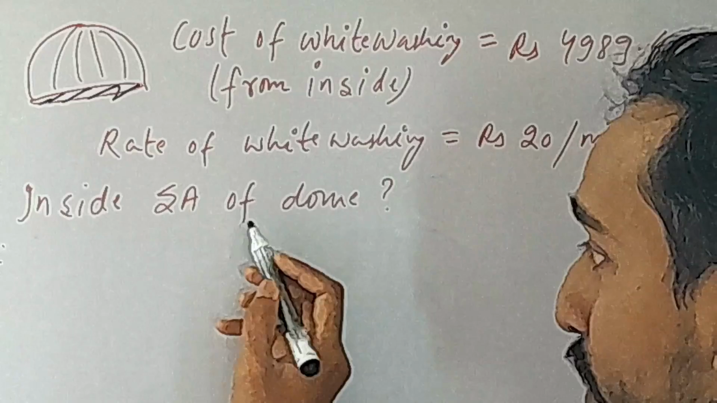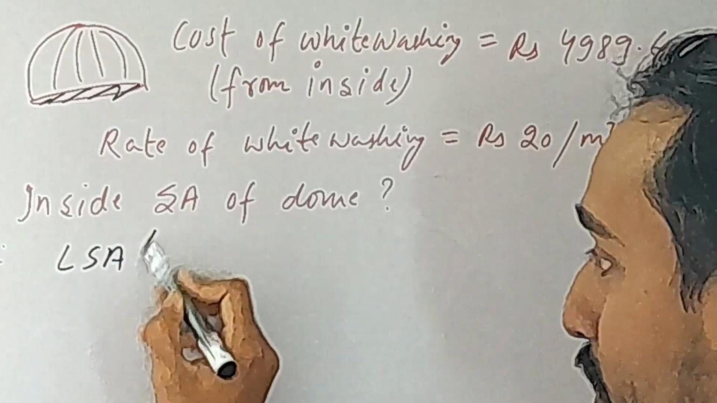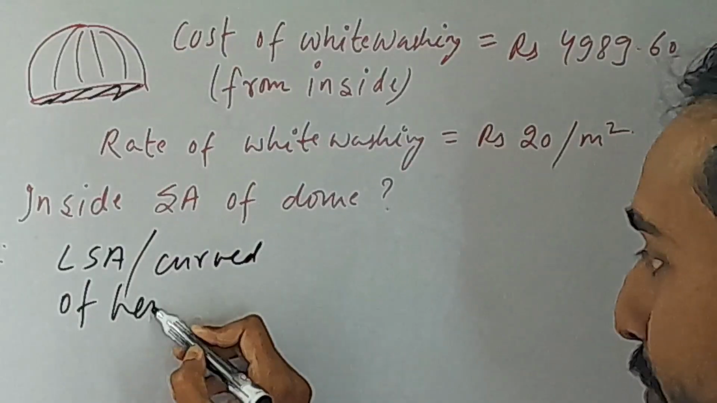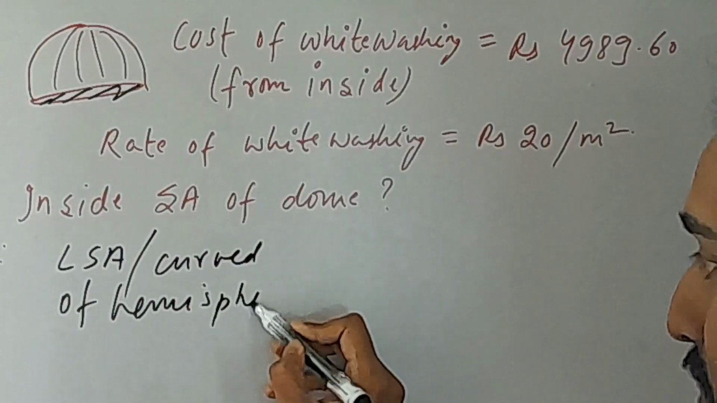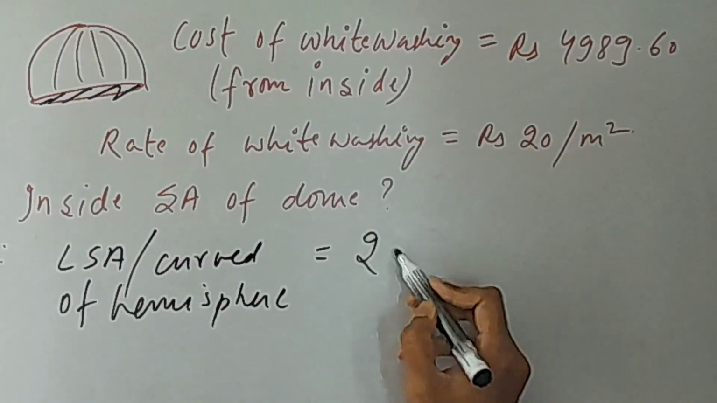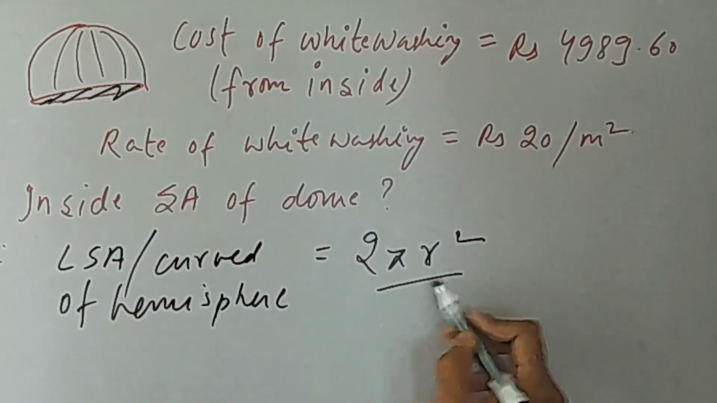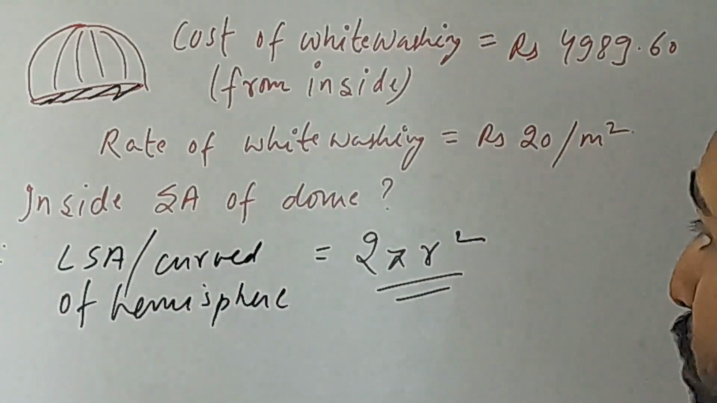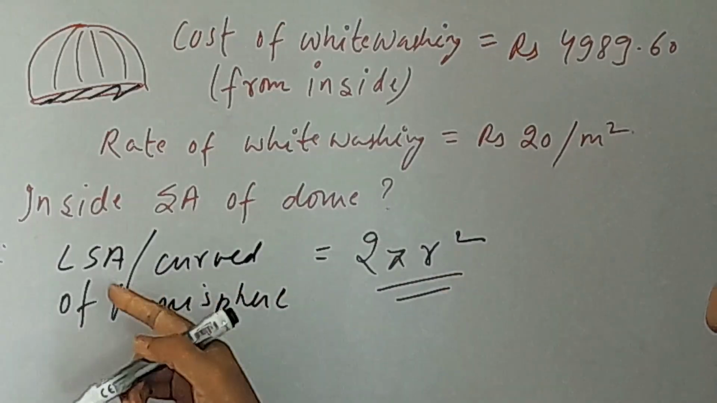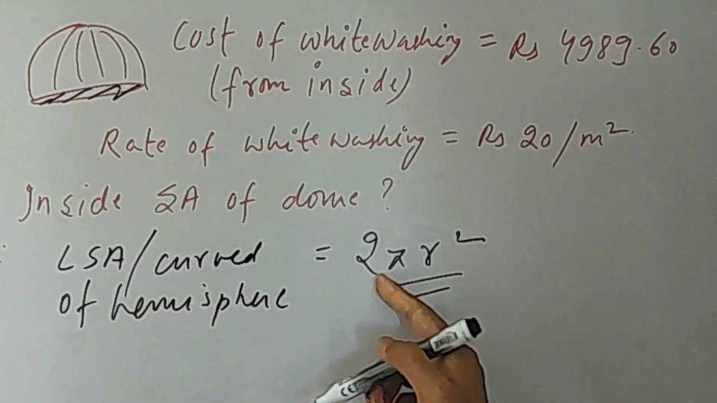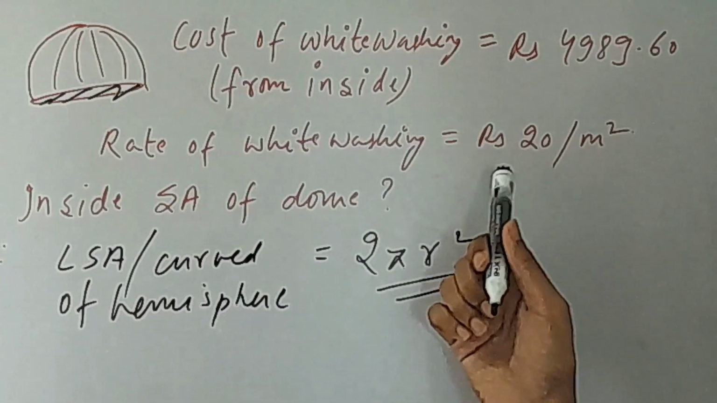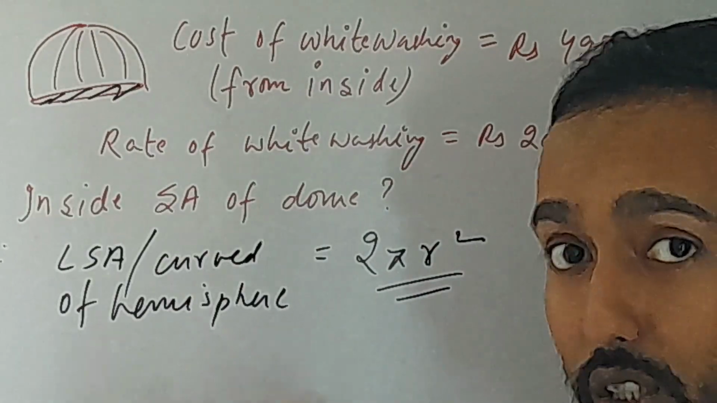So we know that the lateral surface area or the curved surface area of a hemisphere is given by 2 pi r square. Okay, so this is the formula. For finding out the curved surface area of a hemisphere, we have to find the radius and the other things. But let's see what information we get from the question.